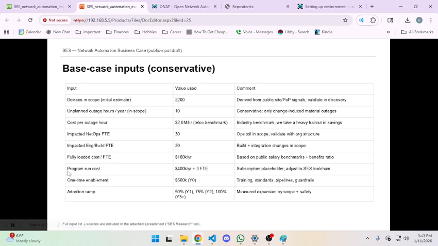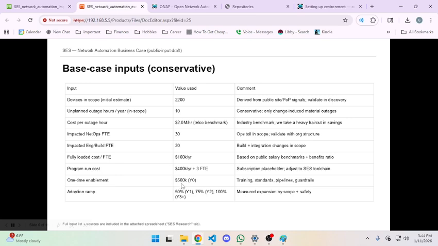All right, so the program run cost is going to be $400,000 per year, and then we're going to have three FTE, full-time equivalents or full-time employees working on it. So this is a subscription placeholder. We're going to adjust it to whatever SES has available. They already have someone working on this or whatever. Yeah, I don't know.